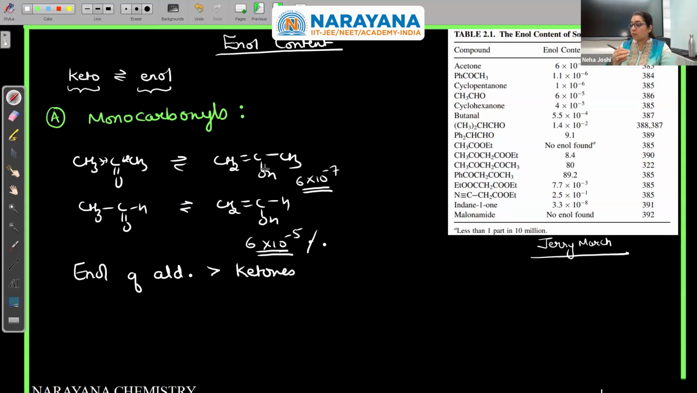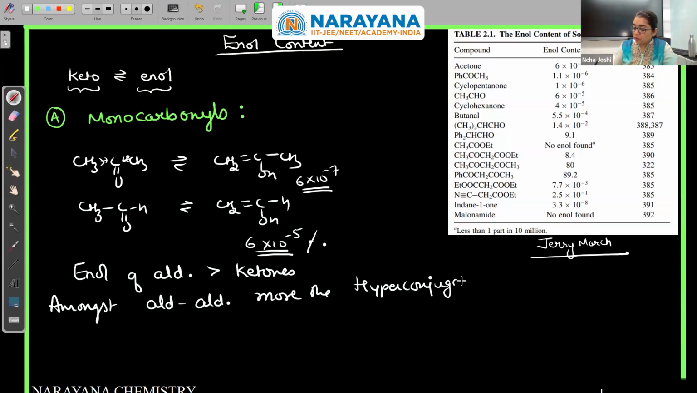But if you compare amongst aldehydes, or you compare amongst ketones, then please make it very clear: amongst aldehyde cases, the more the hyperconjugation in the enol, the higher will be the enol percentage. And let me exemplify from here.